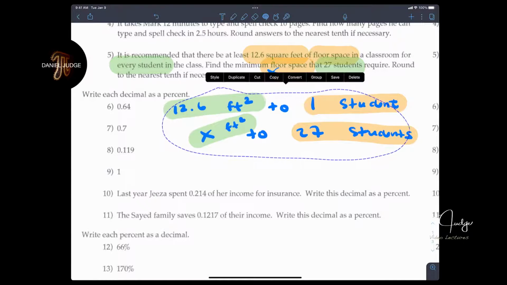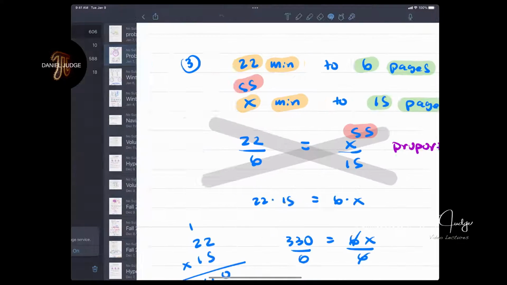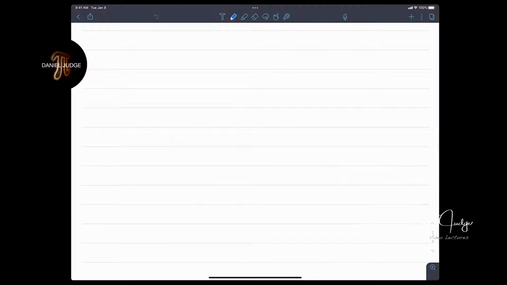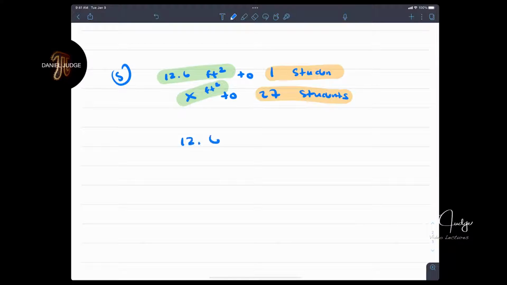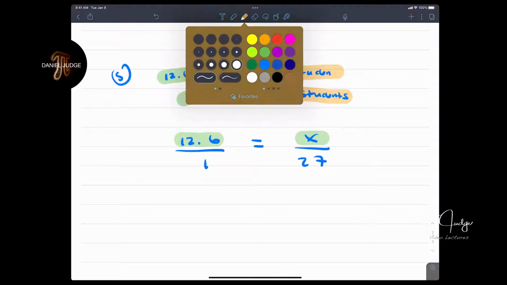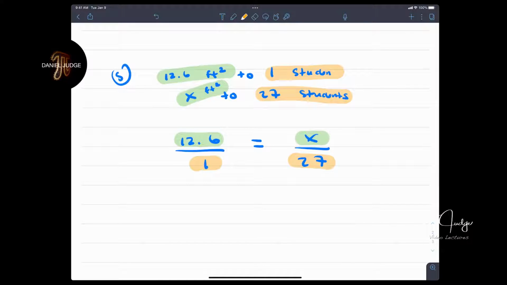And I'm going to bring this in our scratch portion. We're going to answer this question here. This is number 5. So write them as a fraction. 12.6 to 1 has to be x to 27. Now, for some reason, I put the colors backwards, but okay, as long as I'm consistent. So I started with green. So green, this is in the units of square feet. So this has to be square feet. And this is in students to students. So now we get to just cross multiply.